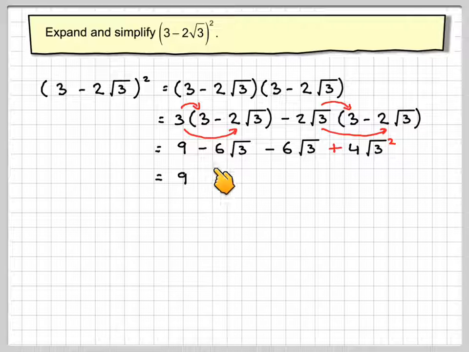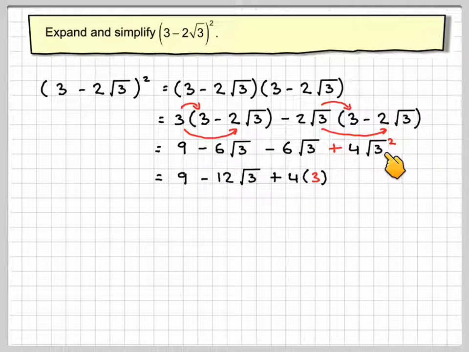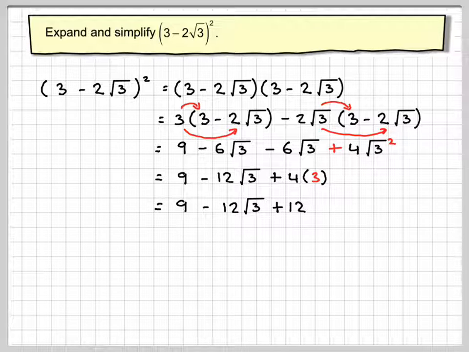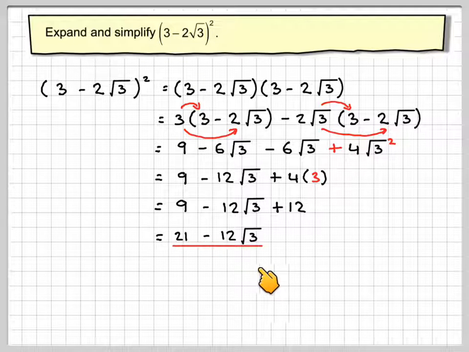So that's 9 minus 12 root 3, because we've got minus 6 and minus 6, plus 4 times, if you square something and square root it, you get back to what you started with, so it becomes 4 times 3. And then we've got 9 minus 12 root 3 plus 12, and 9 plus 12 makes 21 minus 12 root 3 altogether. Now some of those steps you can probably miss out.